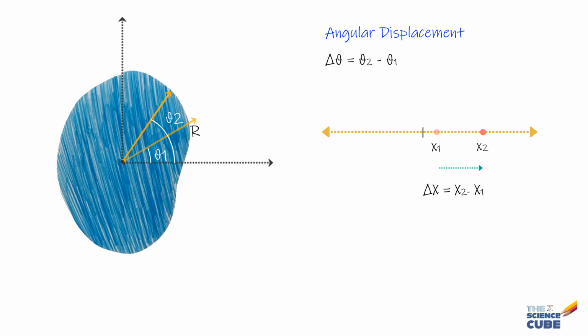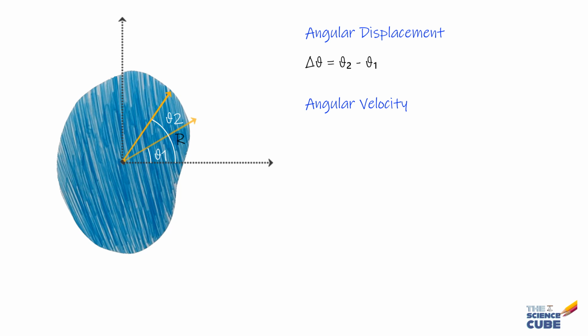The next variable we will study is angular velocity. So let us say the body is at an angular position theta 1 at time t1, and then sometime later at angular position theta 2 at time t2. We then define the average angular velocity. And by the way, why do we call it angular? Simply because there is angular movement of the body rather than linear.